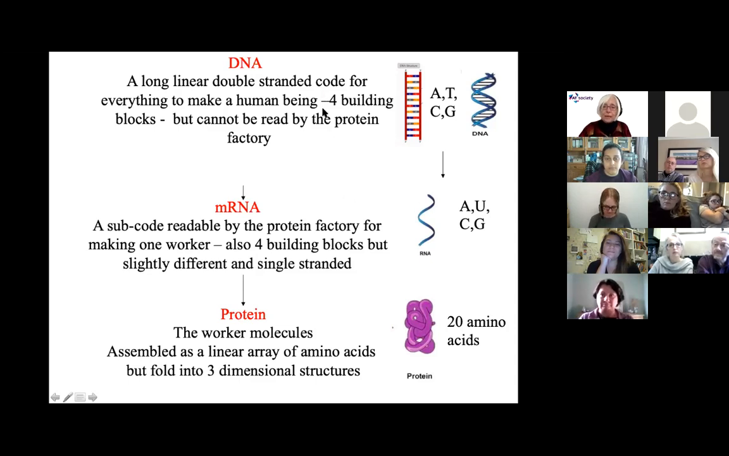Then at the other end, we talked about the worker molecules, which are the molecules doing the task in the cell. They have 20 building blocks, and when they're made, also in a linear array, but because they can interact a lot between each other, they form a 3-dimensional structure. And it's that 3-dimensional structure and the shape that makes any particular protein be able to do its particular task.